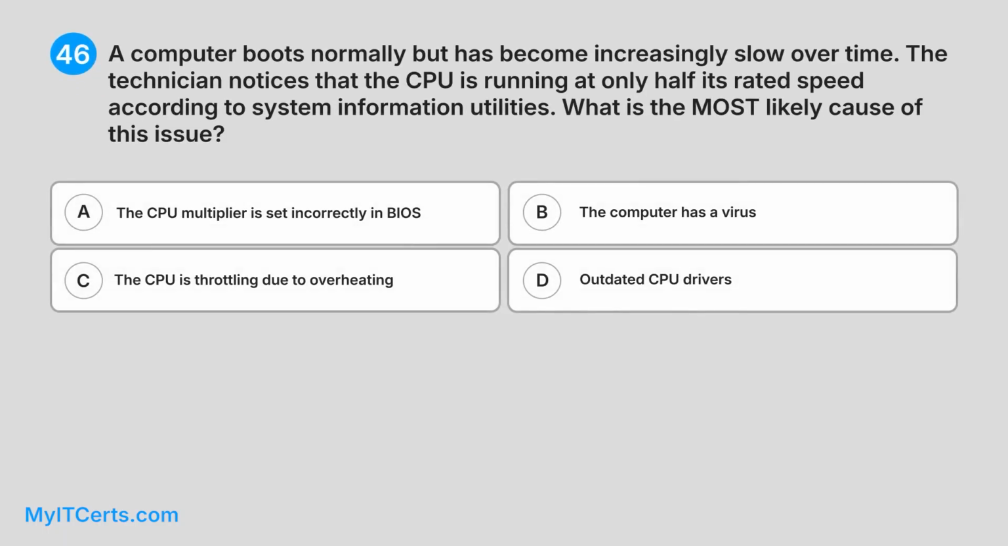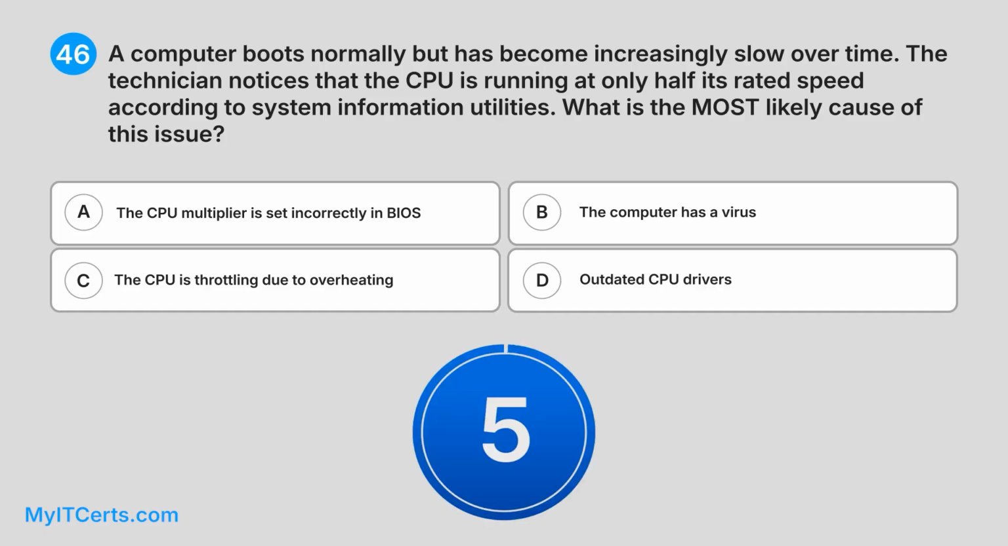46. A computer boots normally but has become increasingly slow over time. The technician notices that the CPU is running at only half its rated speed, according to System Information Utilities. What is the most likely cause of this issue? A. The CPU multiplier is set incorrectly in BIOS. B. The computer has a virus. C. The CPU is throttling due to overheating. D. Outdated CPU drivers. What do you think is the answer?